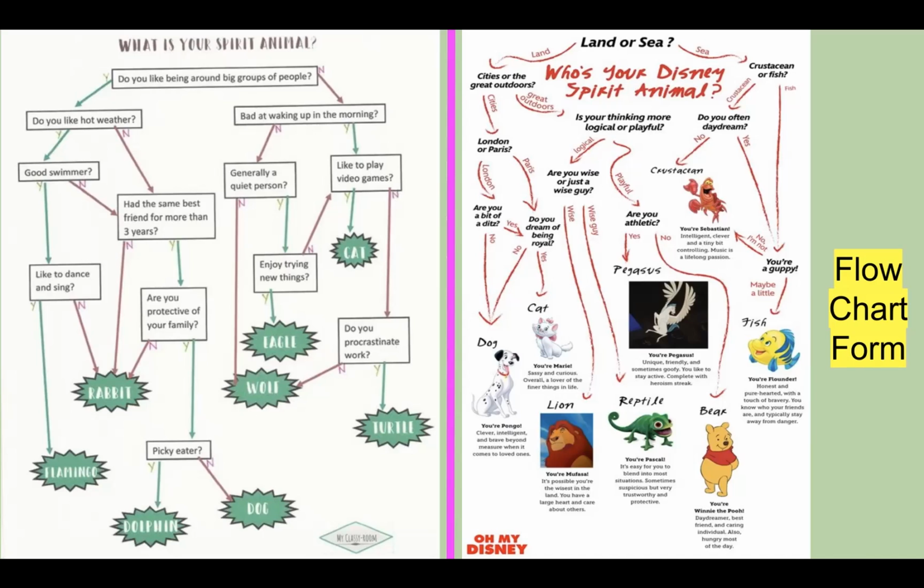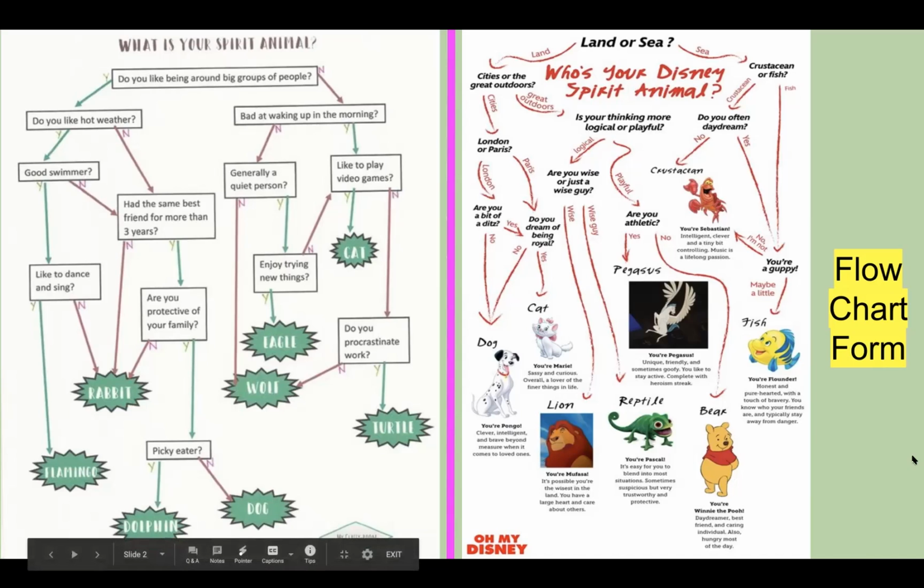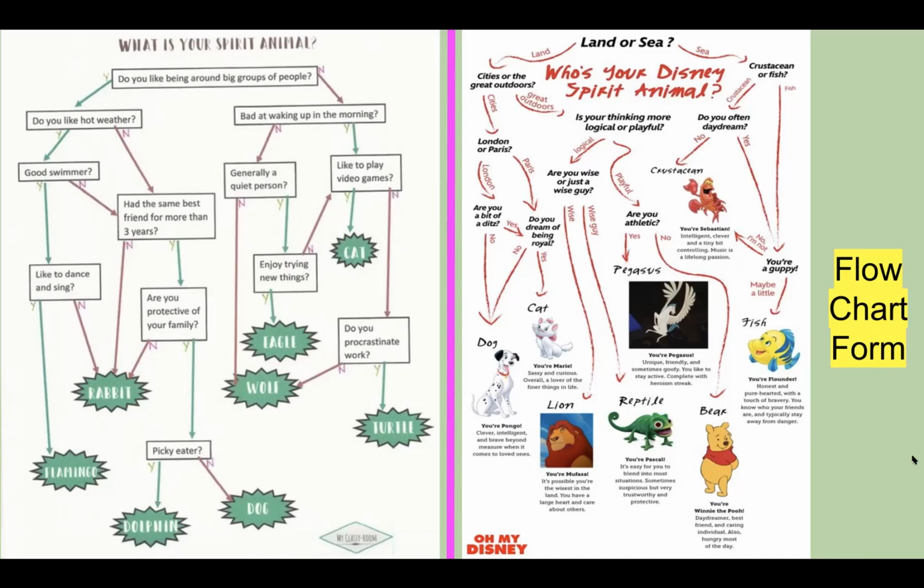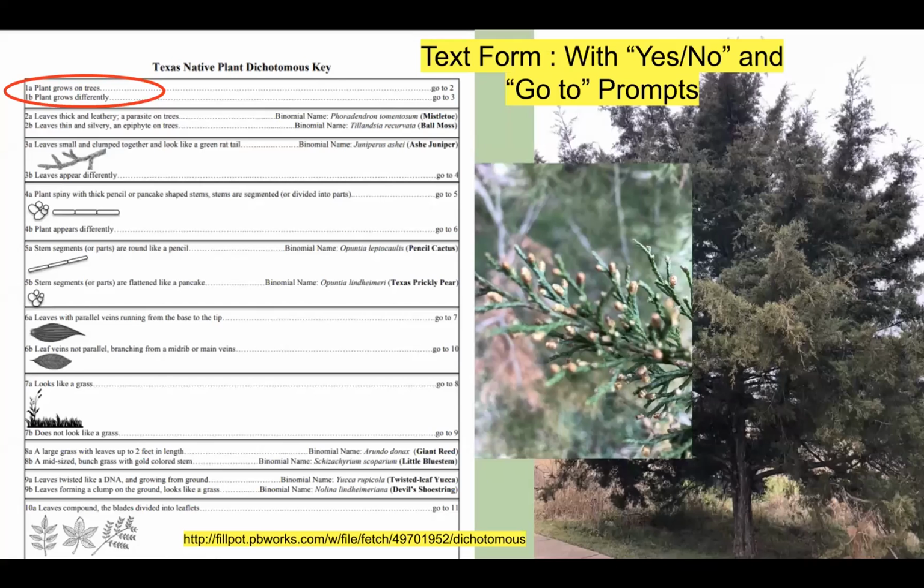You start at your first question, you answer it. It's going to be a set of either yes or no questions. And depending upon how you answer, you just follow your way down the chart. And then here's another one that you guys can do on your own time. It's from Disney, and it just says, who's your Disney spirit animal? So those are some fun ways that you've probably seen dichotomous keys used. So now let's look at an example of how scientists actually use them to identify organisms.